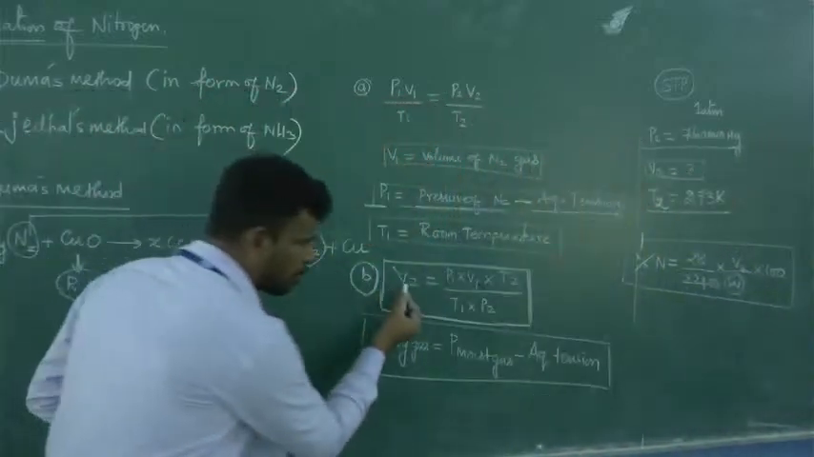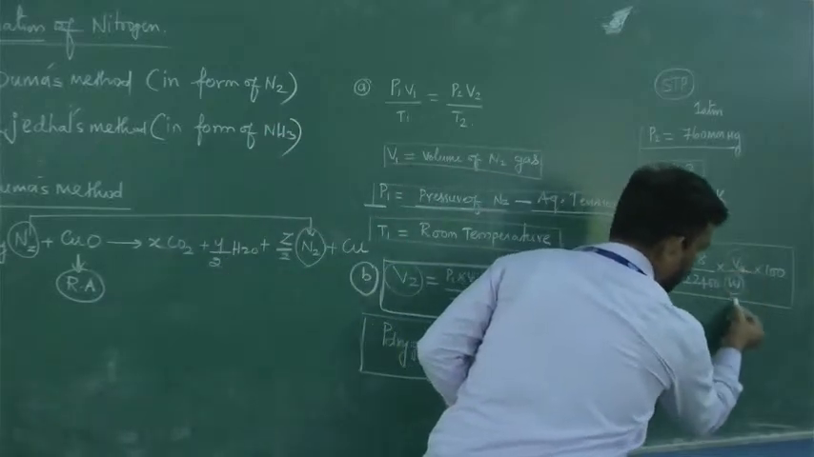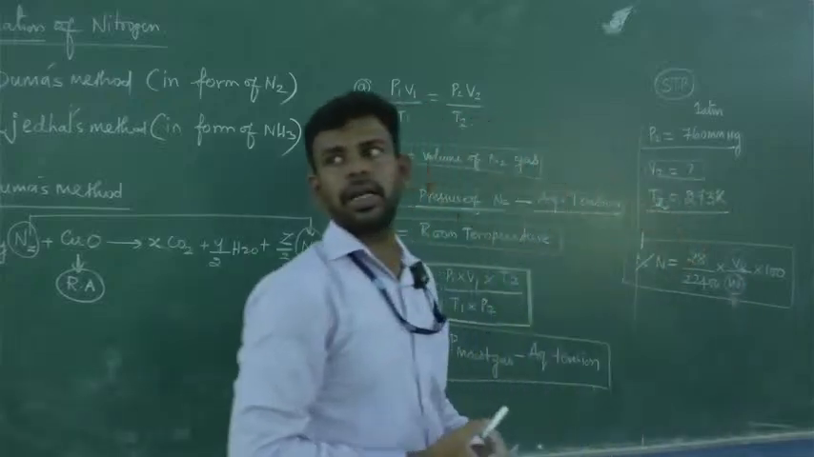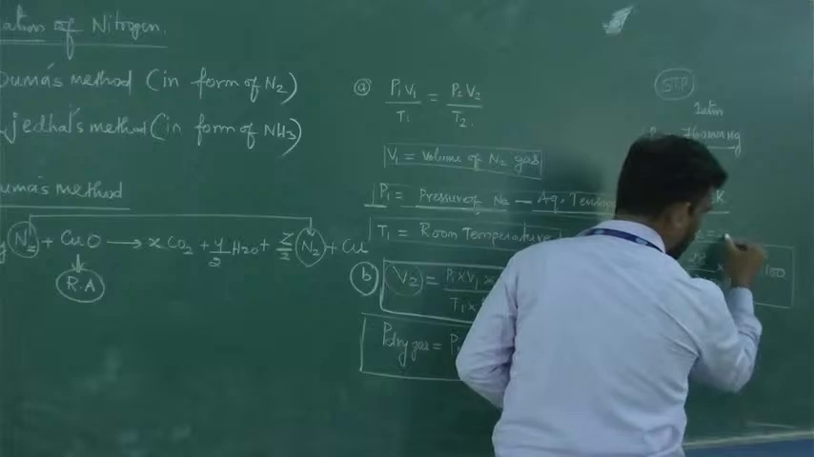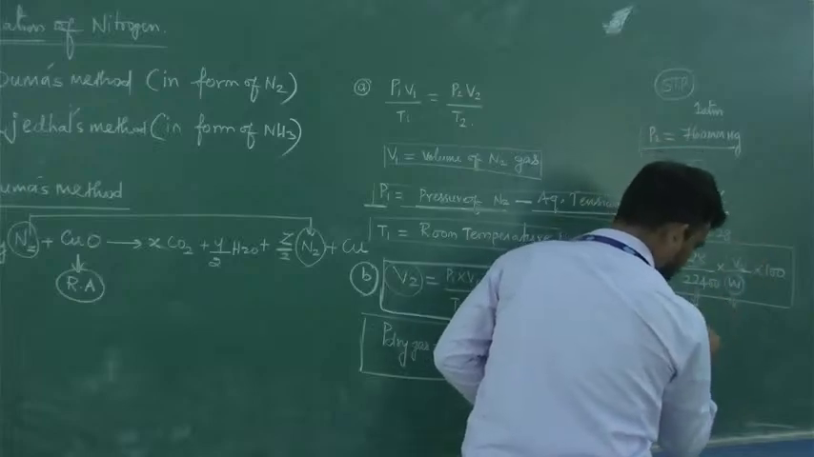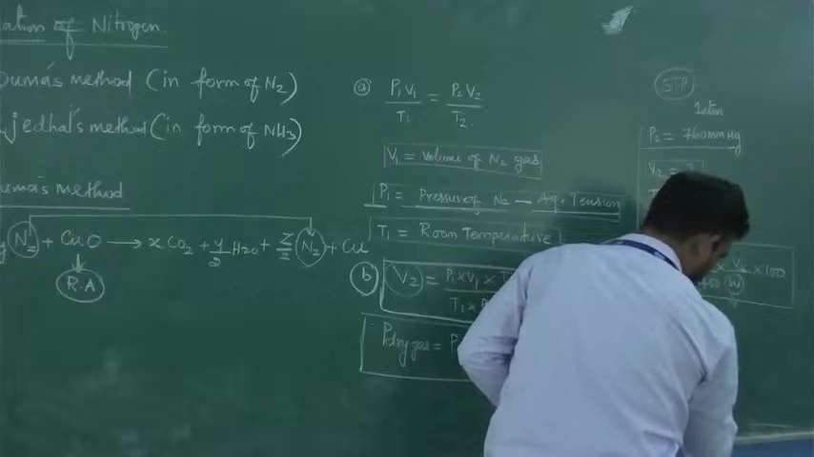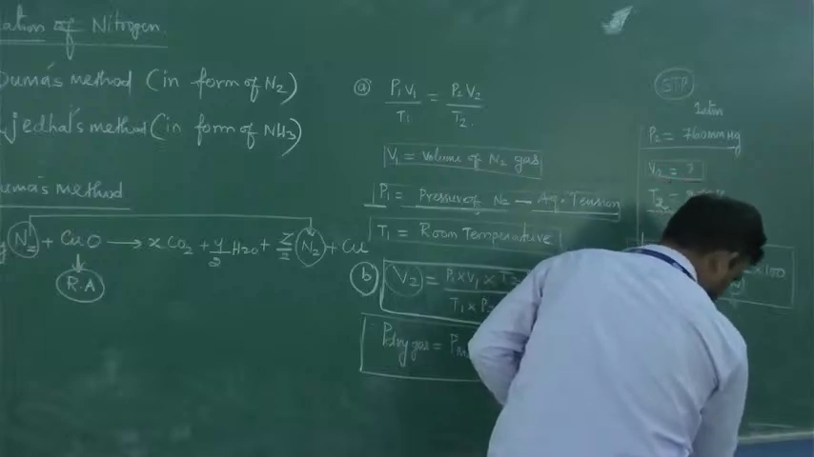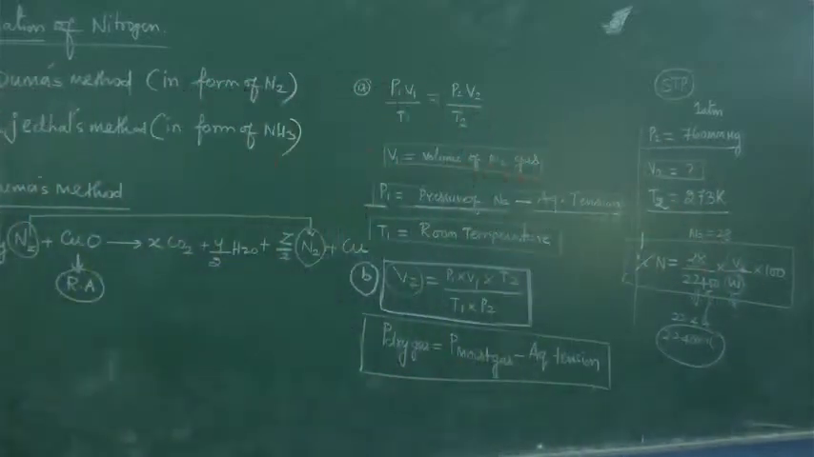Here we calculate V2. This V2 you have to substitute over here. This is the given mass, the initial amount of organic compound we take. N2 is liberated, and its atomic mass is 28. At STP it is 22.4 liter, 22400 ml. Is it clear? This is the formula.